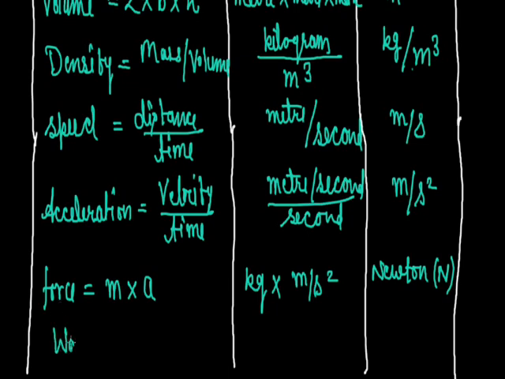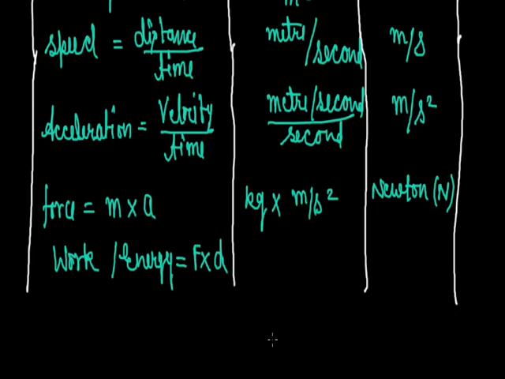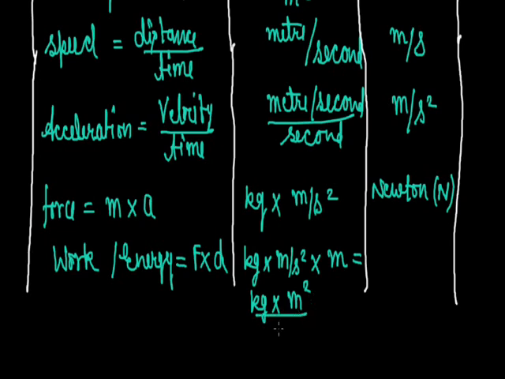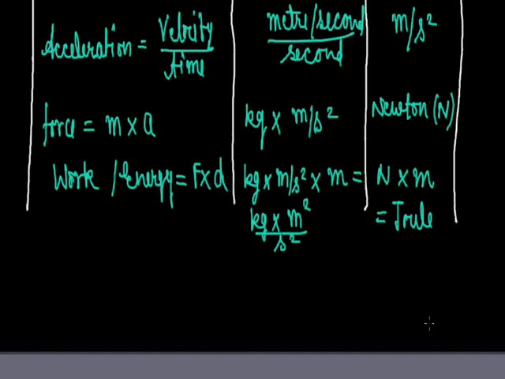Next is work or energy. Work is defined as force into displacement. Since the SI unit of force is kilogram into meter per second square, and the SI unit of displacement is meter, the SI unit of work becomes kilogram into meter square per second square. Or, since the SI unit of force is Newton, we can write it as Newton into meter. Or we can also write it as Joule, denoted by capital J.